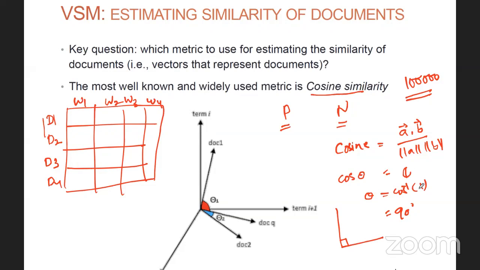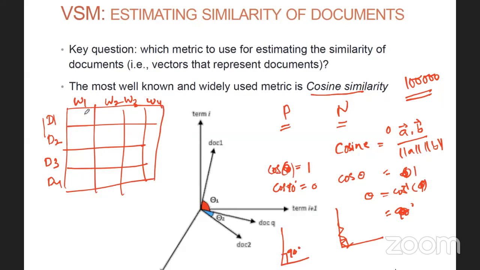Then if theta is 0, cos 0 is 1, right? Other way around. So cos 0 is 1. So if the angle between the two vectors is 0, then I'll get 1 as the cosine value. Cos 90 is 0. That means if the angle between the two vectors is 90 degrees, then I'll get the cosine similarity value as 0. Based on this, we will find out.